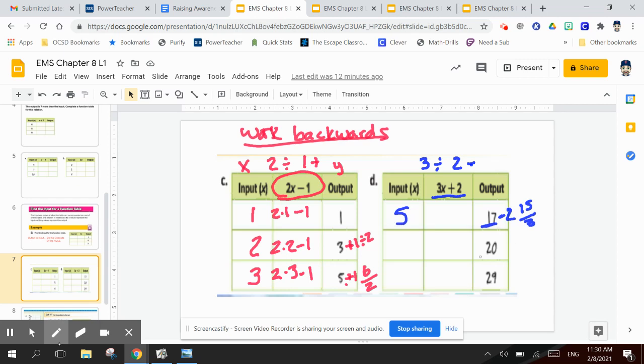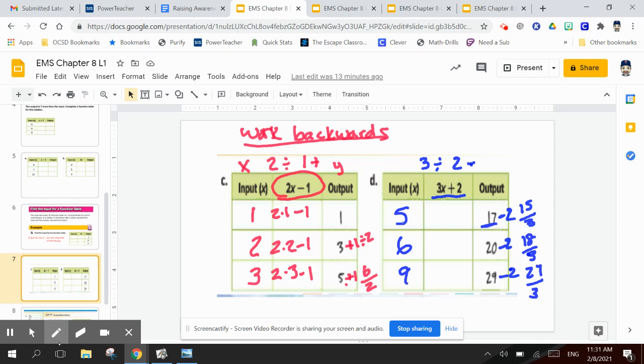I take 20, here's my value. I subtract 2, 20 minus 2 is 18. 18 divided by 3 is 6. 29. 29 minus 2 is 27. Divided by 3 is 9.